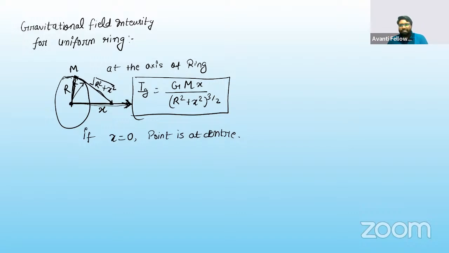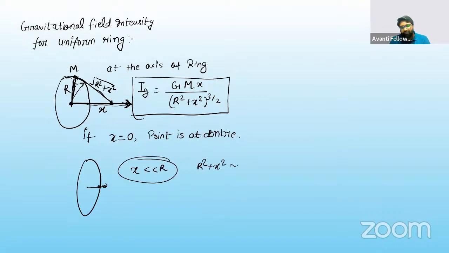So gravitational field intensity at the center will become 0. And if the point is shifted slightly from the center, which means x is very very less than small r, then R squared plus x squared will result in R squared only, because R squared is very much greater, so this Ig will become GMx upon R cubed.